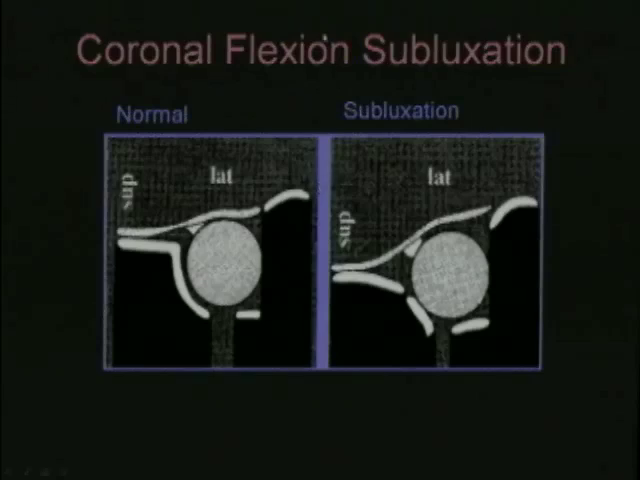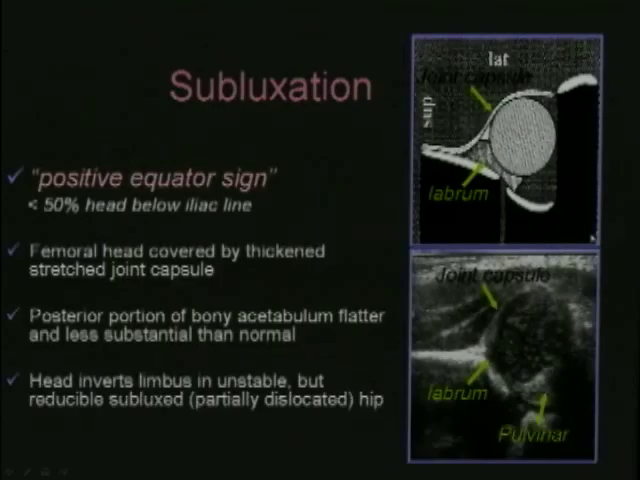Now let's look at what happens in this plane as hips are abnormal. We go from a nicely rounded acetabulum in the normal hip to the somewhat shallow acetabulum in the subluxed hip. And basically what we're looking for as we examine the hip is whether or not more than 50% of the head is outside the acetabulum, and this is a positive equator sign. Here we see less than 50% below the iliac line.